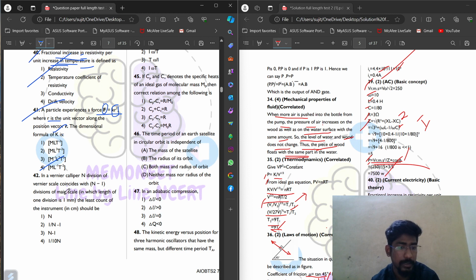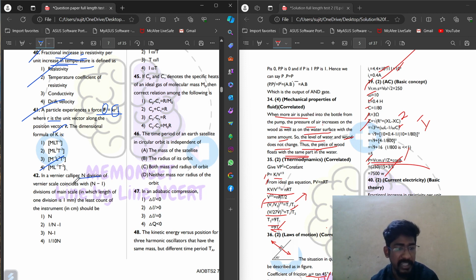Option number 4 is correct. And the vernier calipers, this is question number 42, right? It is the new addition to the NEET syllabus, or it was in the old syllabus but in the units and dimension chapter, but now it is given a new name, that is the experimental physics part, right?